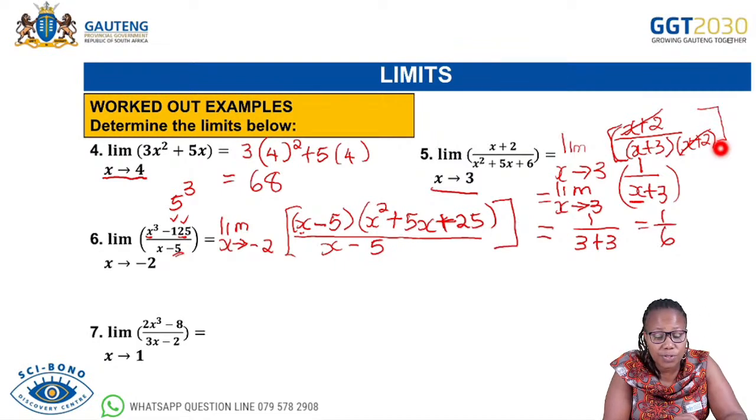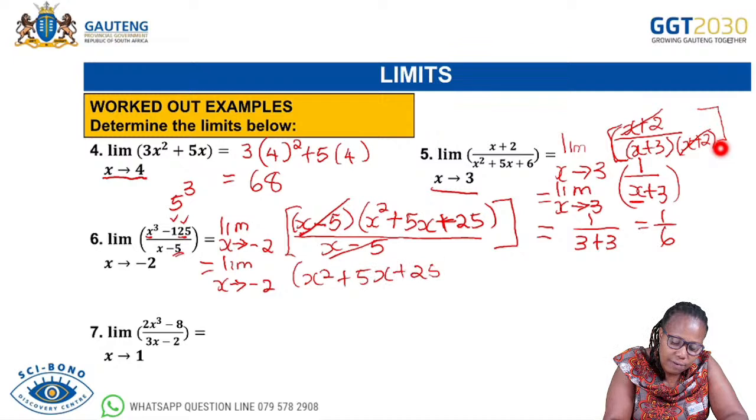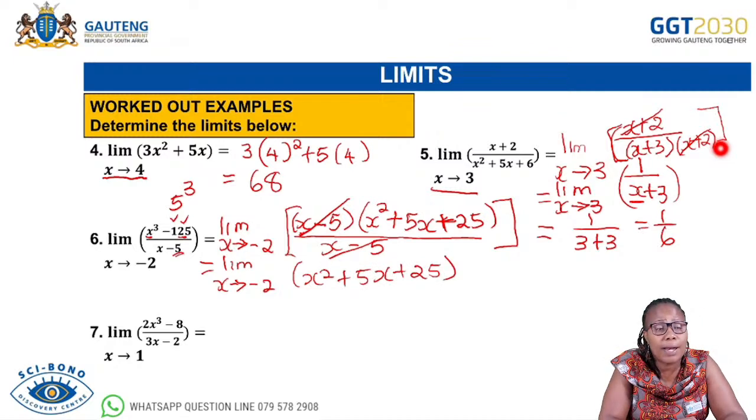Good, grade 12s. Can you see now that cancellation again? There it comes. So we are going to cancel the x minus 5 and the x minus 5 on the denominator. What is left now is what? The limit of x approaching -2 of what is remaining now? The x squared plus 5x plus 25. This was supposed to be over 1, but you know if it is over 1, it's the same. 2 over 1 is the same as 2. 4 over 1 is the same as 4. So the same applies here. The x squared plus 5x plus 25 will remain like that.